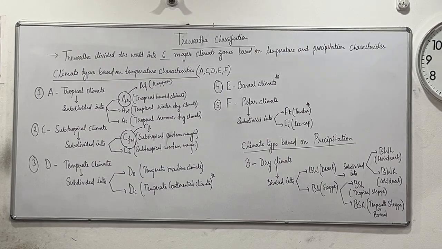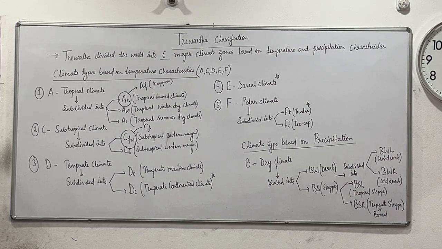Then coming to the D type. Under this D type, this is your temperate climate, and two types have been highlighted by Trivarta. One is your temperate maritime climate and the other is your temperate continental climate. This climatic type you will find in the mid-latitudinal zone, and there are two types. One is temperate maritime climate. This climate is under the influence of westerlies throughout the year, right?